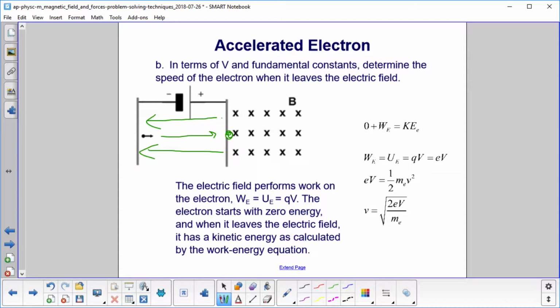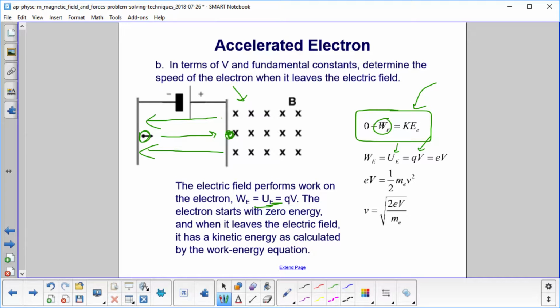The electric field will perform work on the electron, where work is equal to the potential energy, qV. The electron starts with zero energy, and when it leaves the electric field it has a kinetic energy calculated by the work-energy equation. So we're assuming once it gets here, it has no potential energy. All the energy is kinetic. And then the work here is changing the energy from here to a final kinetic energy here. So the work is the potential energy delivered by the field, which is qV.